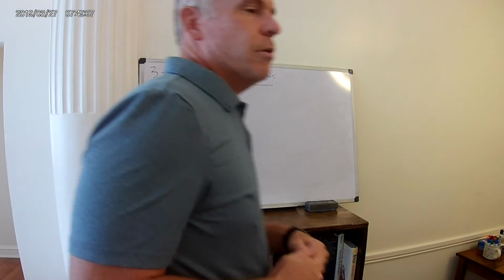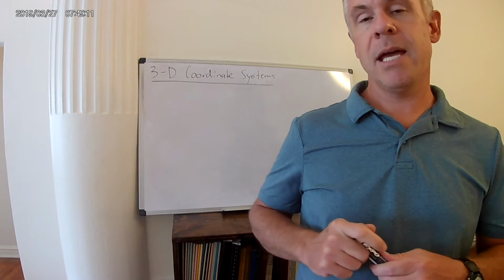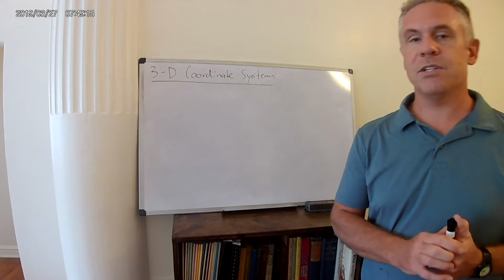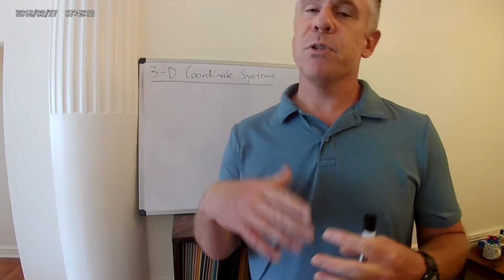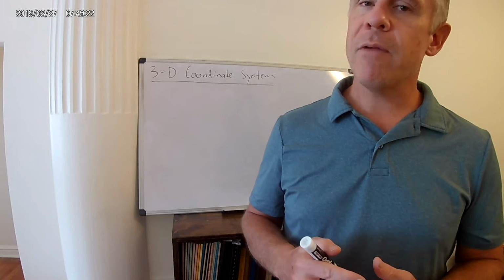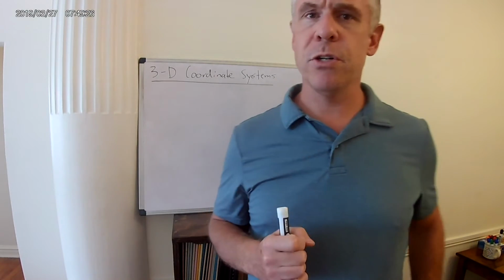This is a video lecture for Math 283 for Monday, September 7th. And the topic today is three-dimensional coordinate systems. So last week we reviewed Calculus 1 and Calculus 2 material. We're done with that review and we're ready to get into new material. This is section 12.1.